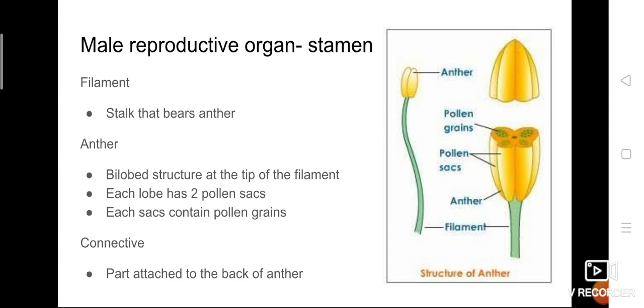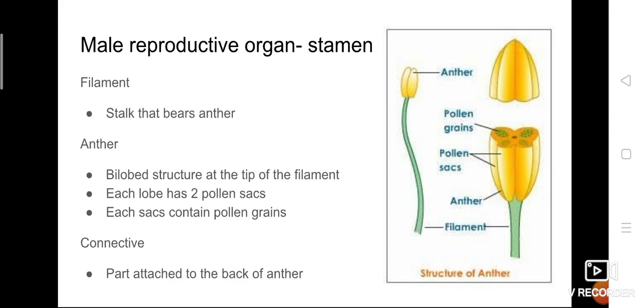It is a swollen structure which is present at the top of the stamen. The thin anther is a bilobed structure. What do you mean by bilobed? Bi means two. So in the picture itself you are able to see two lobes are given, isn't it? So anther is not a single one. It is a bilobed structure.